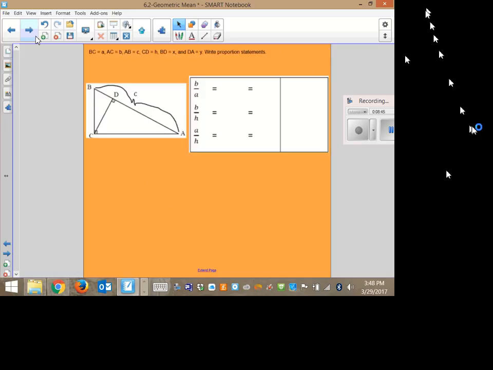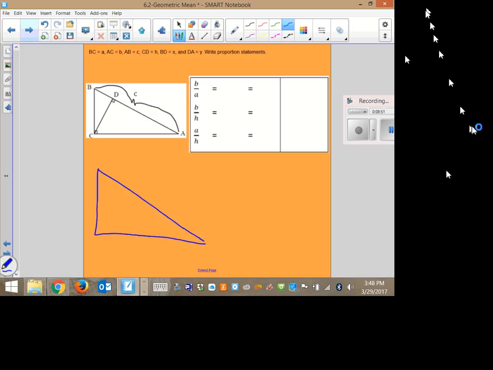So let's first draw out all three of our triangles. We have our very big triangle, and that is A, B, C. And then we have a medium triangle in there, and that triangle is A, D, C. And then we have a small triangle. That is our C, D, B.